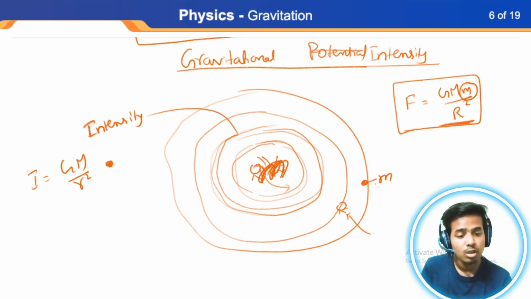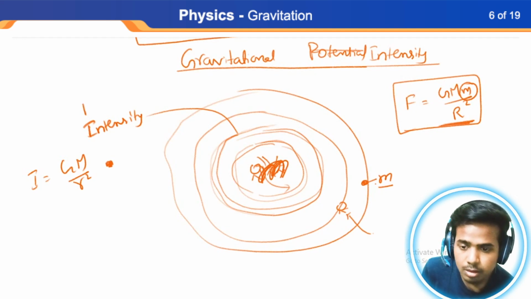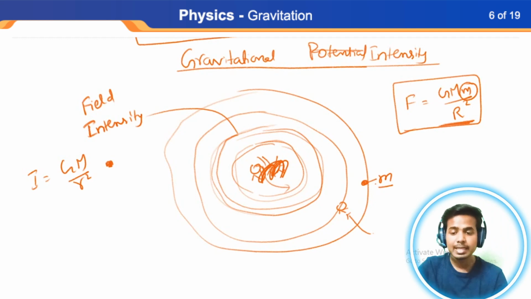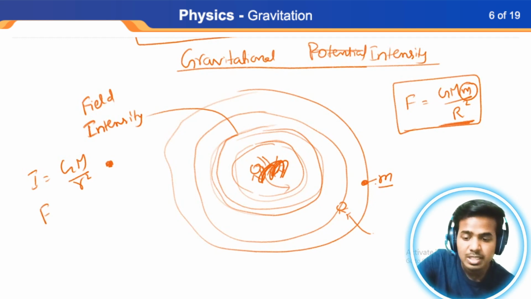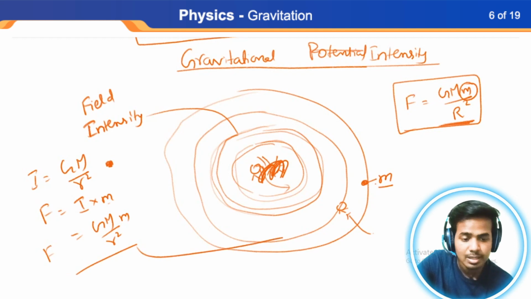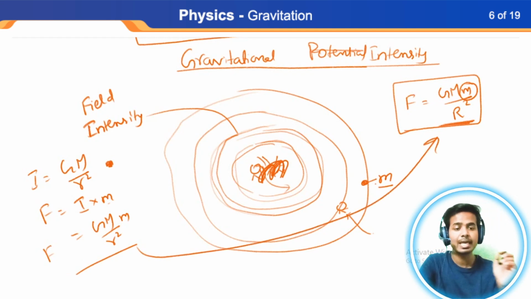But when a small mass m interacts with the gravitational field, field intensity, yes, gravitational field, then the force that is experienced is equal to the gravitational field multiplied by the small mass m, which is equal to GM by r square multiplied by m. So it comes out to exactly the same as this one. All right. So that is the gravitational field intensity.